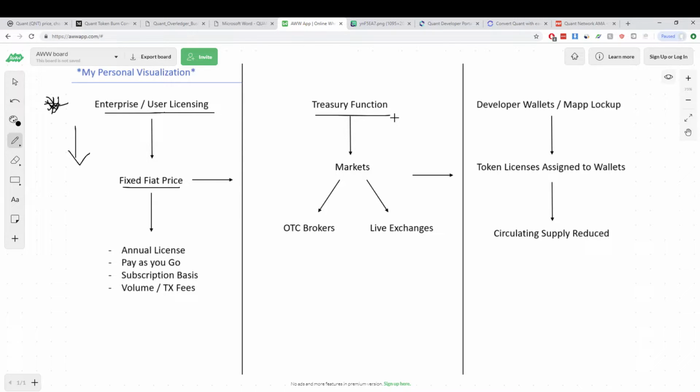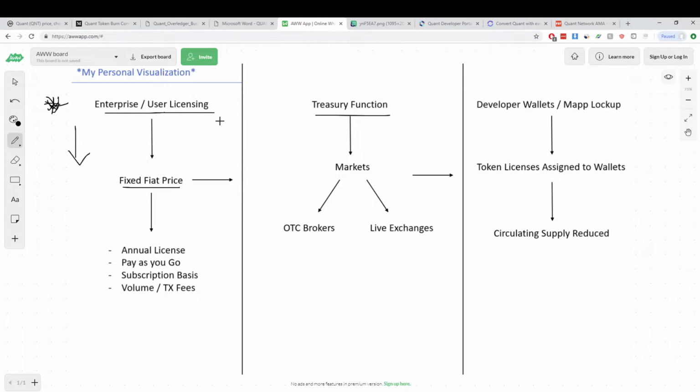And again, this is just my interpretation. We are getting some more details on the treasury function in about a month or two, and that'll clear everything up. I'll release a new video about that, just going through the details. So this $10,000, right? The enterprise has now paid their year's licensing.